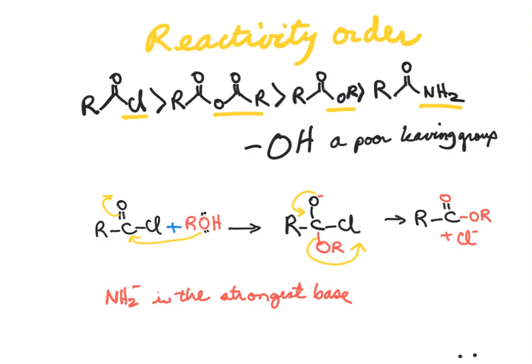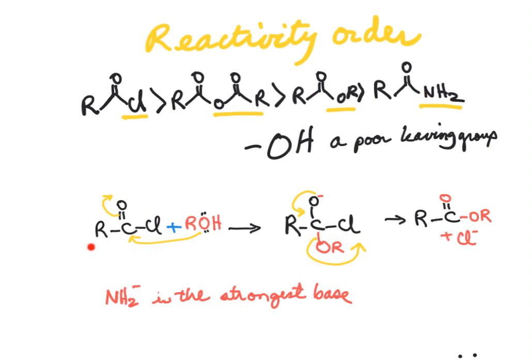Here we look at the order of reactivity of derivatives of carboxylic acids. The most reactive of all is the acyl halide, followed by acid anhydride, thioesters and esters, and the least reactive is the family of amides.